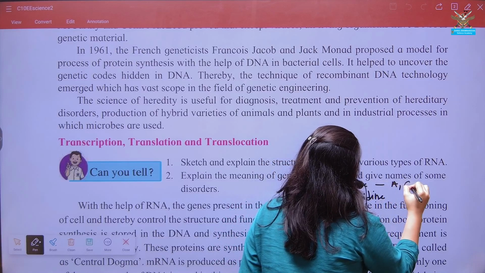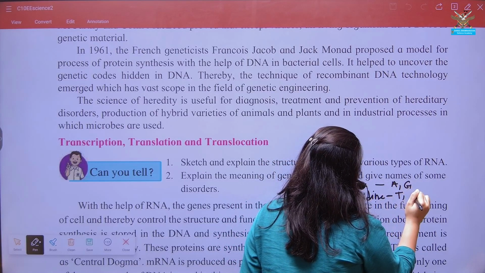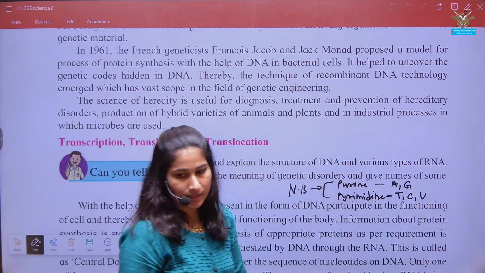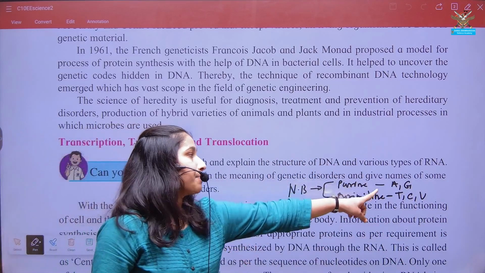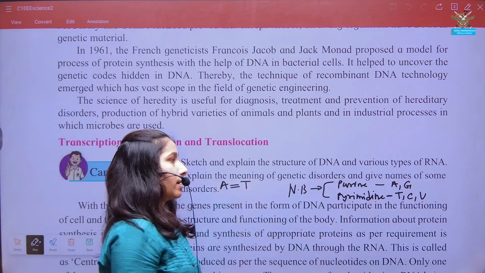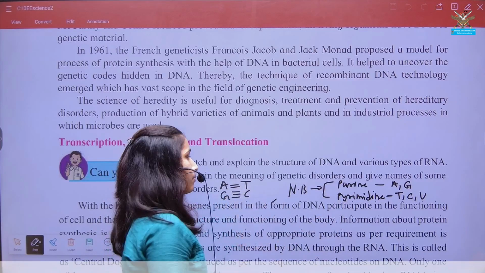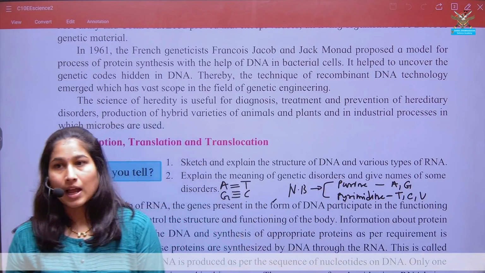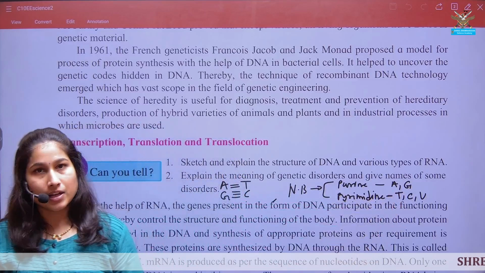Purines are adenine and guanine; pyrimidines are thymine, cytosine and uracil. In DNA, adenine pairs with thymine with 2 hydrogen bonds and guanine pairs with cytosine with 3 hydrogen bonds. In RNA, thymine is replaced by uracil.